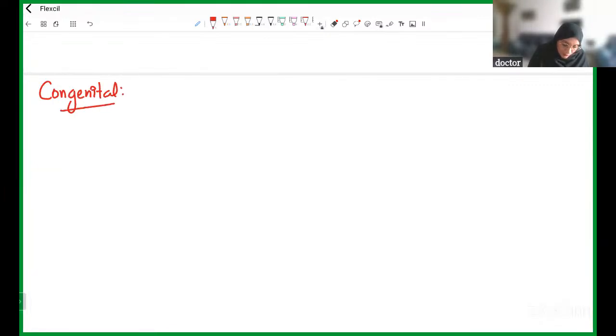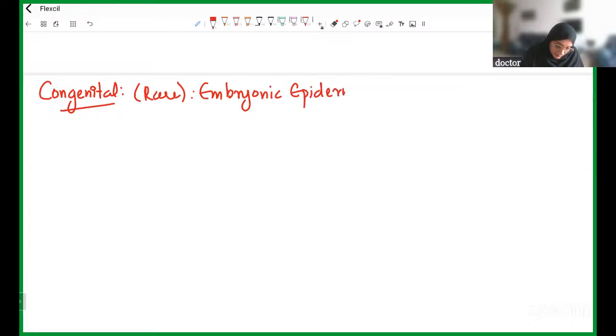What I just said is that congenital is a very rare part that plays in cholesteatoma. It arises from the embryonic epidermal cell rest. And congenital cholesteatomas occur at three important sites.